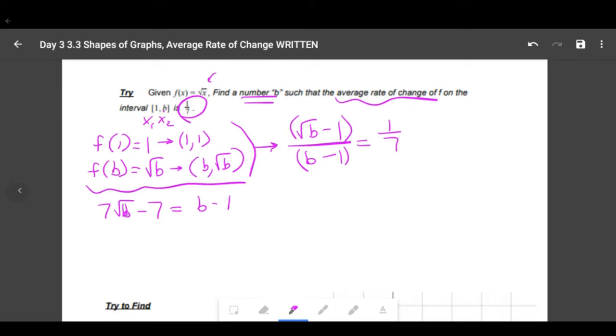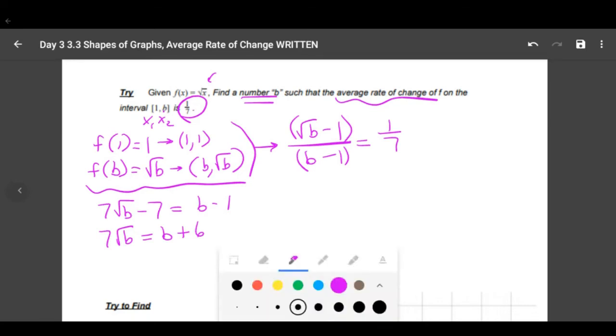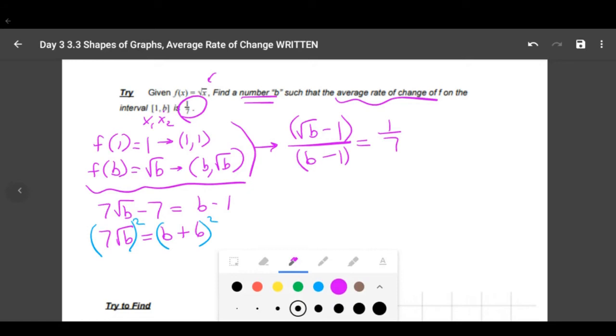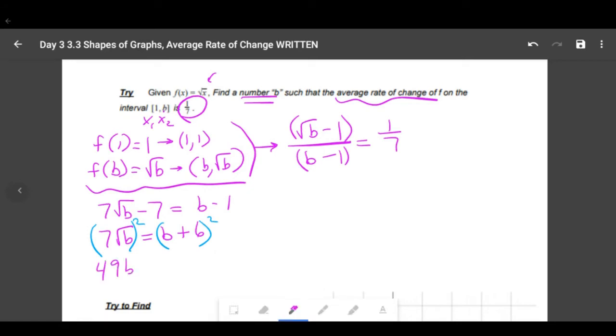All right, so I got this. Let's clean this up a little bit. That's a little better. All right, so if I add the 7 over, I have 7 times the square root of b is equal to b. If I add 7, please be careful with the algebra right there, I get a plus 6. All right, so now how do I get rid of that square root? Well, hopefully you said, let's go through and square both sides. I like what you're thinking. Square there, square there. All right, so if I do that, I'm going to have 49b. Please be careful.